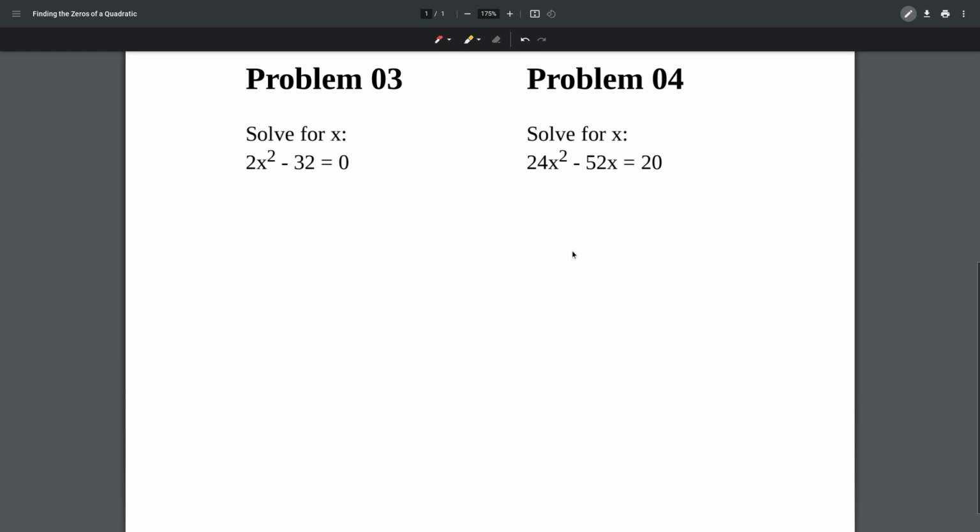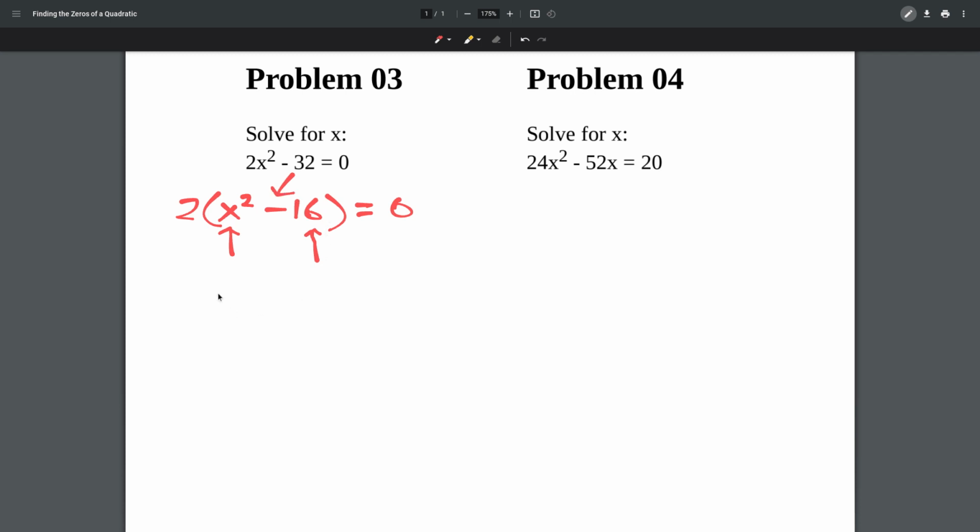So problem 3 is interesting. There are a couple of different ways we could solve this. We could factor out the common factor here. Everything here is divisible by 2, so I could rewrite this as 2 times x squared minus 16, and set that equal to 0. I could note that these are both perfect squares, and here's a subtraction sign, so this is a difference of squares.